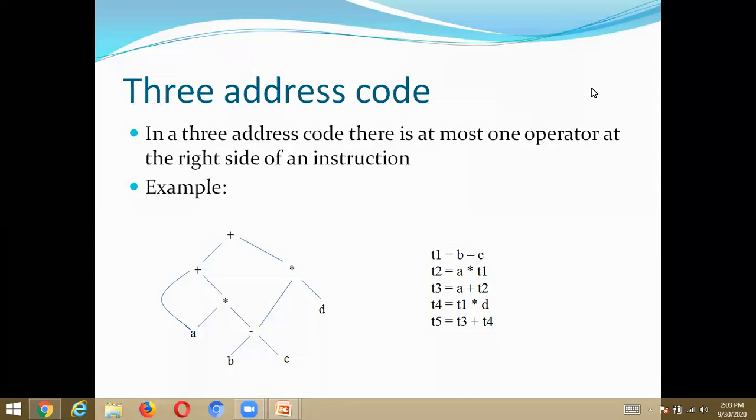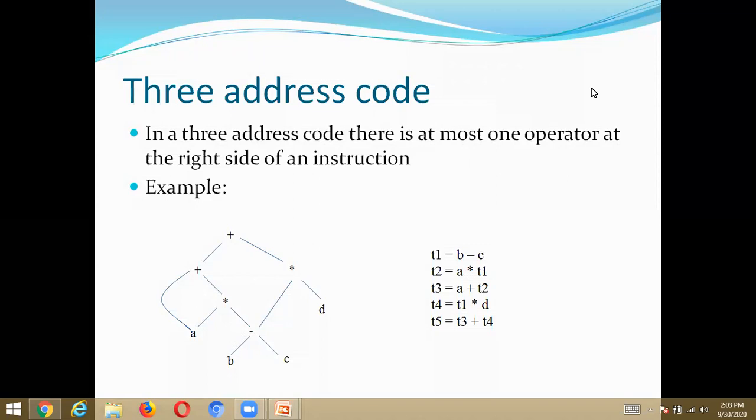And here we have a temporary. See, T1 is a temporary, that is a compiler generated temporary. And in between the two operands B and C, we have an operator, and that operator can vary.